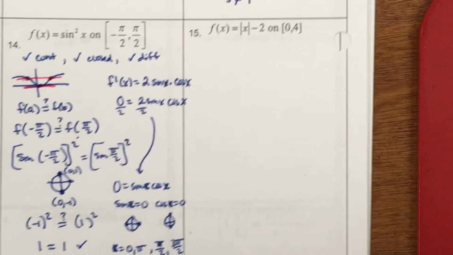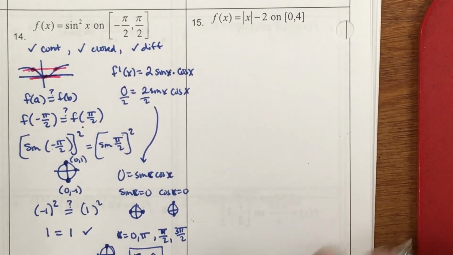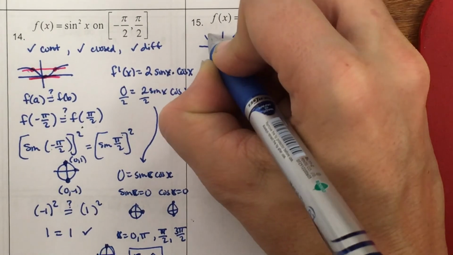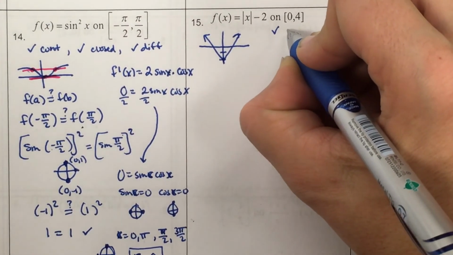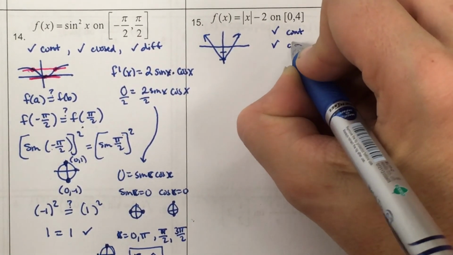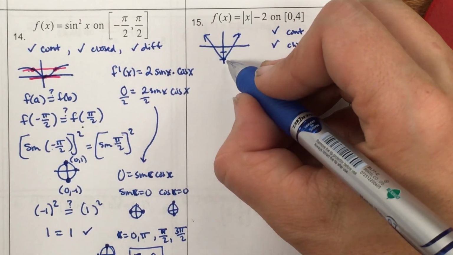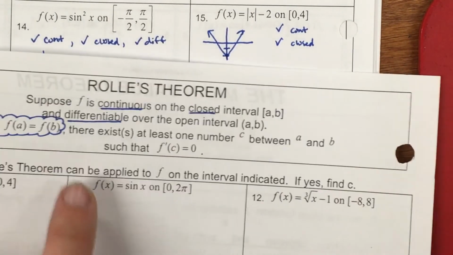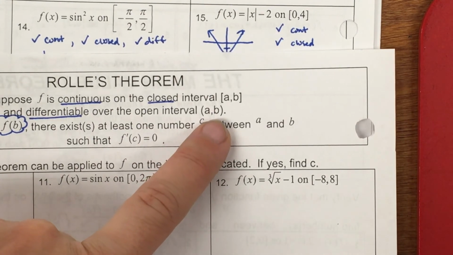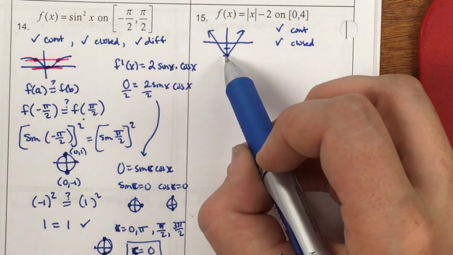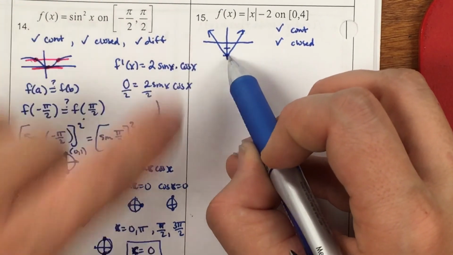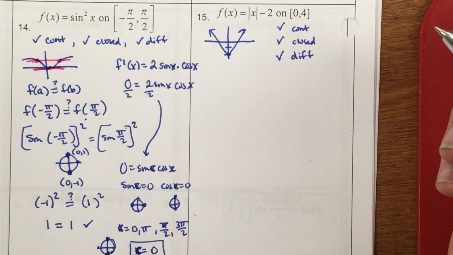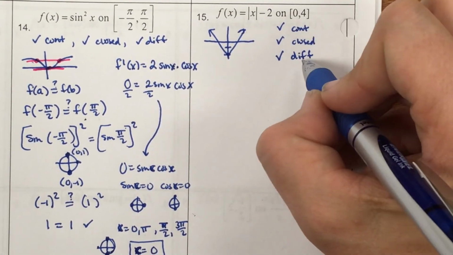All right, and our last one, number 15, we've got an absolute value function. With the absolute value, this graph is going to get shifted down, so it's going to look something like that. So is it continuous? Yes, check continuous. Is it closed? Yes, check closed. Is it differentiable? I would say no, it's not differentiable because there's a corner, but it only has to be differentiable over the open interval a to b, which means we're not including the endpoints. So from 0 to 4, not including that endpoint, it is differentiable. So that's an interesting one. It has to be continuous on the closed interval, but only differentiable on the open interval.